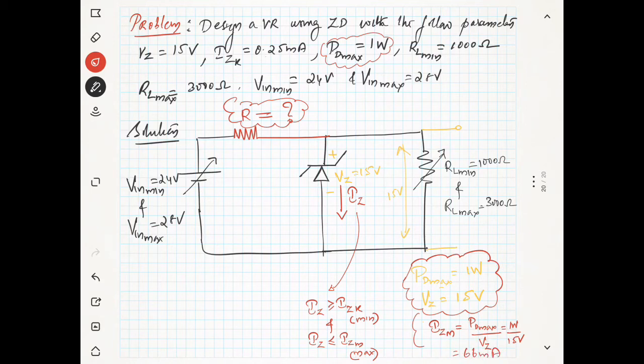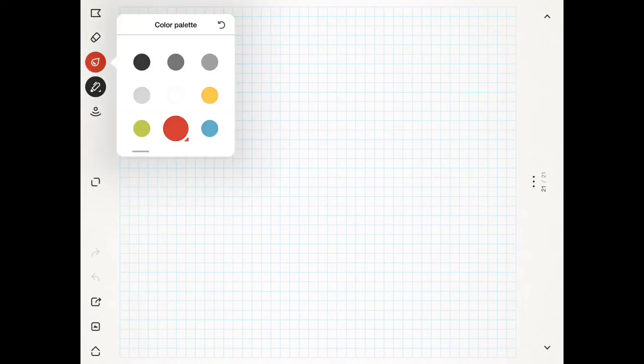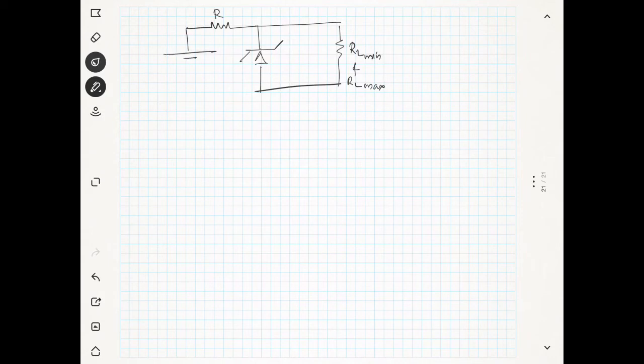So with this notion in mind, we will discuss in detail the design of the resistance R. Okay, so I will redraw the circuit. We have the resistance R and the Zener diode, and we have RL minimum and RL maximum, and the voltage is changing between the limits V in minimum and V in maximum. Okay, so I will first write the minimum condition.